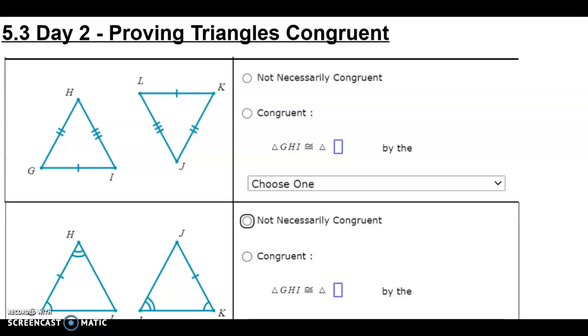Hello, geometry students. Here is 5.3 day 2, some more work on proving triangles congruent. There's going to be a couple questions that are the same as some of the questions you saw yesterday. And then we're going to be looking at a handful of full proofs that you are going to be doing. We're getting back into the swing of things with proofs.